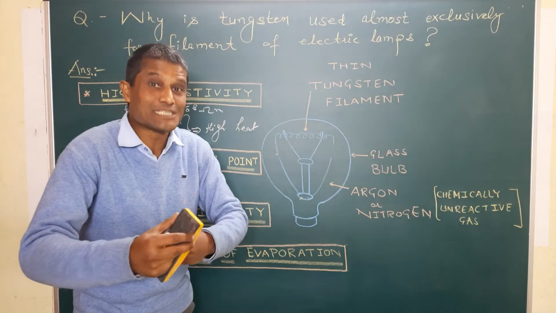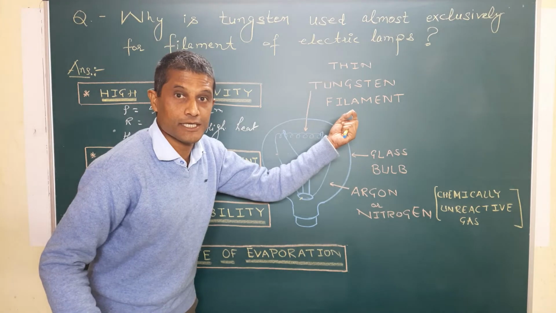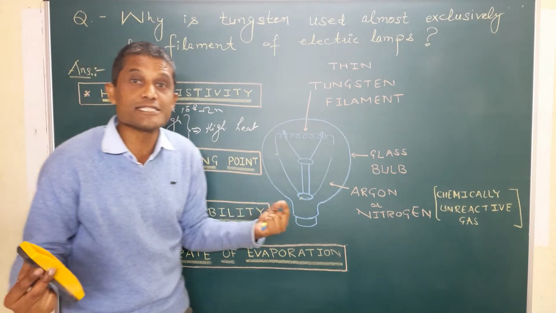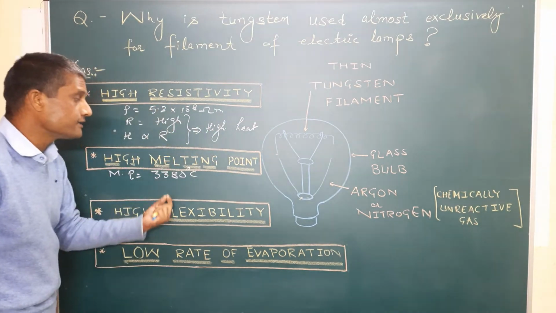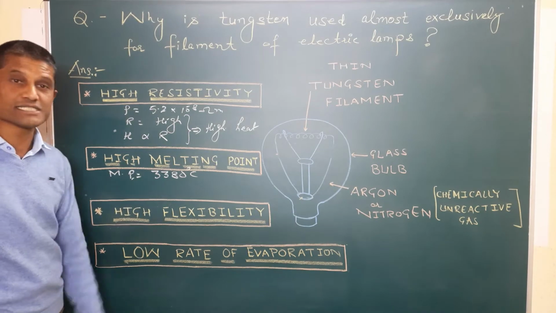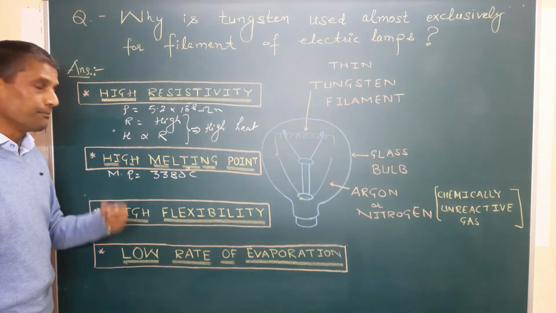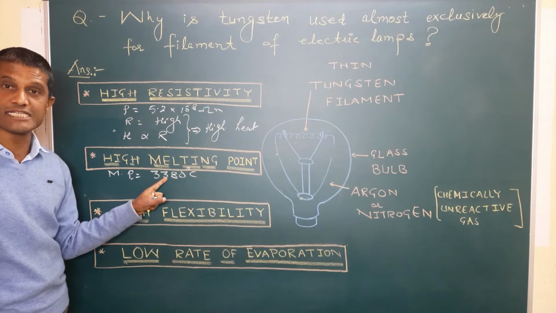So technically speaking, in order to show the heating effect of electric current, it needs the ability to bear that much heat, and that's another added advantage it has: its melting point is very high. It is more than 3000 degrees centigrade, 3380 degrees centigrade. That's its melting point.